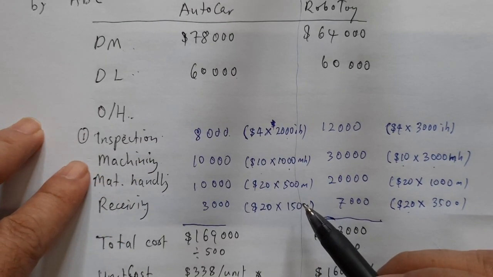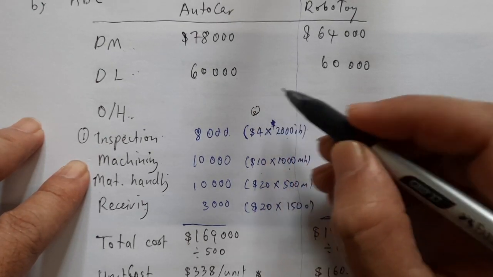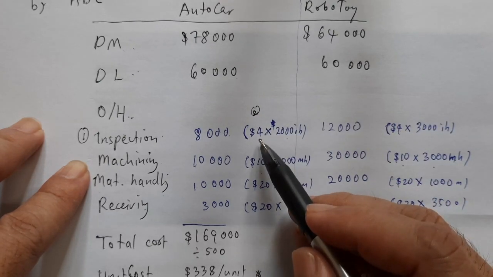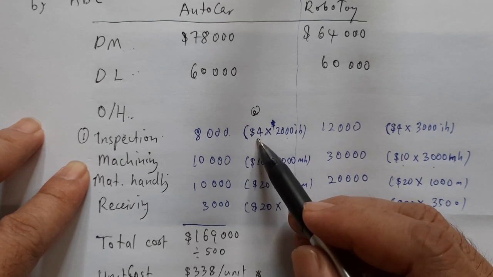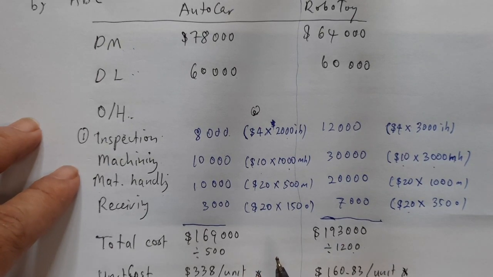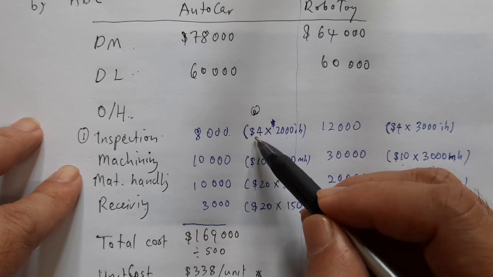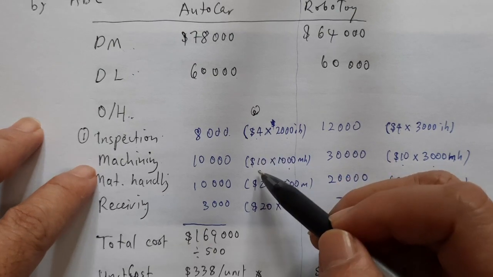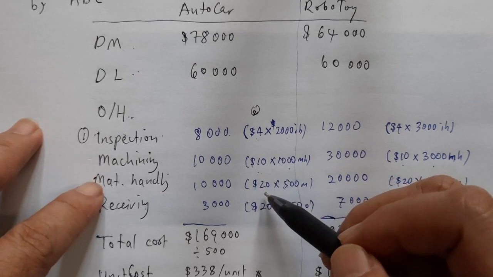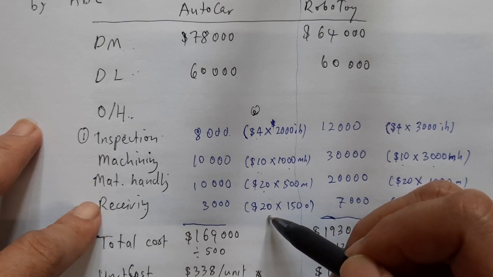The second thing that you have to do is calculate the overhead rate for each activity. You have seen the process before. In this sample question, the inspection activity, the rate is $4 per activity. Machining activity, $10 per activity. For this activity, $20 per activity. For receiving activity, the rate is $20 per activity.